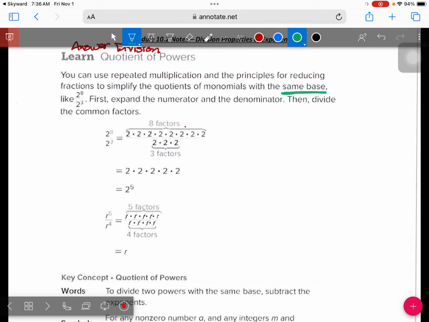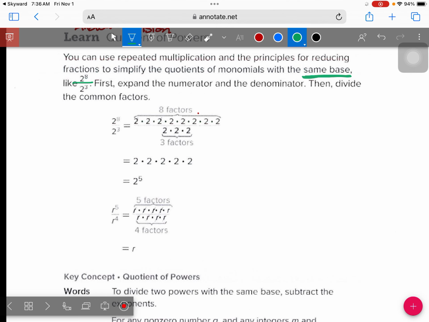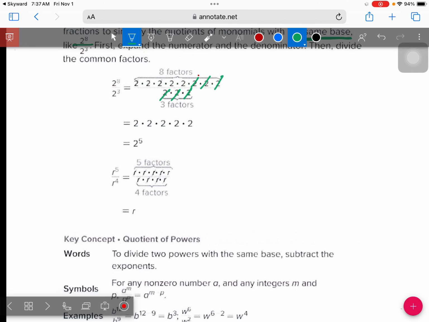Like 2 to the 8th divided by 2 to the 3rd. First, expand the numerator and the denominator, then divide the common factors. So here they're showing you 2 to the 8th power means 2 times 2 times 2, 8 times. 2 to the 3rd power is 2 times 2 times 2, 3 times. And if you notice, especially if your denominator is smaller, those cancel out, and you're left with 2 times 2 times 2 times 2 times 2, which is 2 to the 5th power.